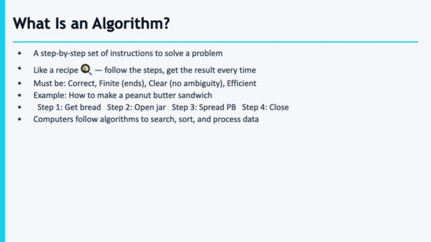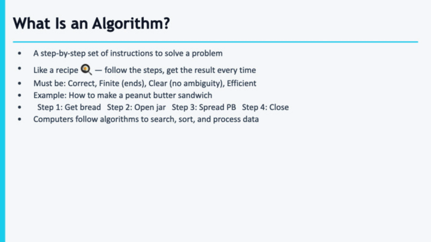An algorithm is a step-by-step set of instructions used to solve a specific problem. It is very much like a recipe in a kitchen where you follow the steps to get the same result every time. For an algorithm to be considered good, it must be correct, it must eventually end, and it needs to be clear without any confusion. It also needs to be efficient so it does not waste the computer's resources.